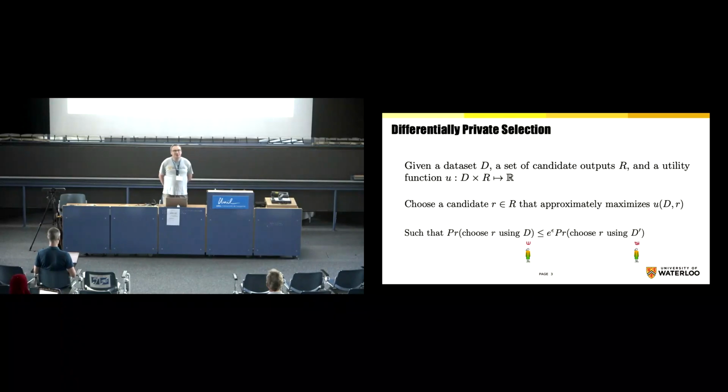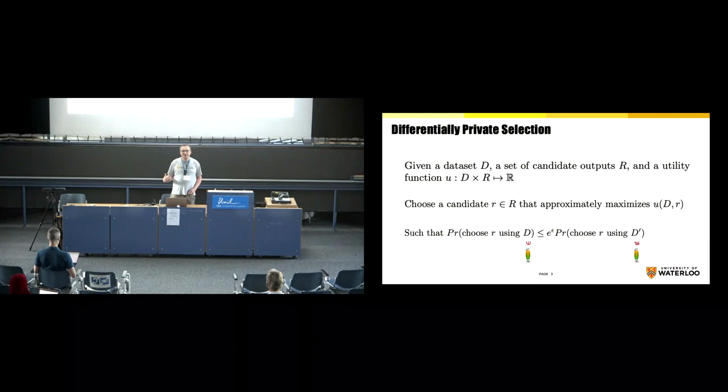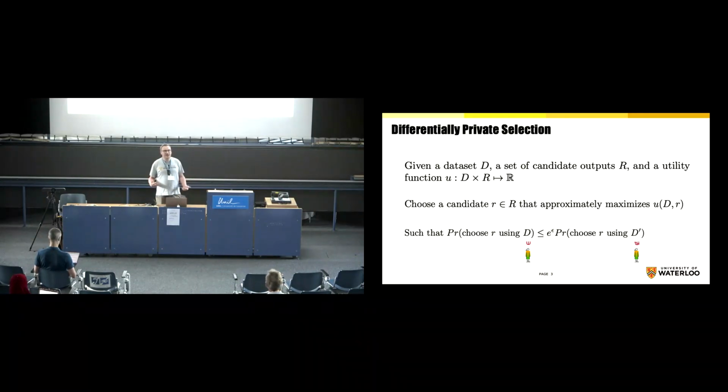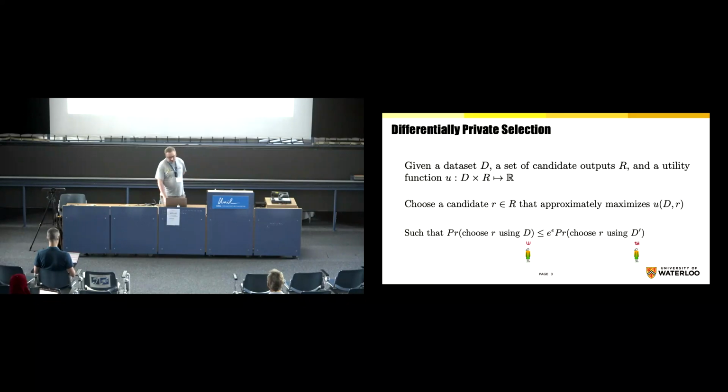Specifically, I want to solve the selection problem in differential privacy. This is where I have a data set of users' data. I have a whole bunch of candidate solutions, let's say different machine learning models, and I have a utility function that maps the data set and the candidate together. How good of a fit is this for the data set, as a real number? You can think of it as loss or something like this. And then I want to choose a candidate that maximizes this utility function, but I want to do it in a private way such that the probability of picking this with a person's data or without is bounded by e to the epsilon.